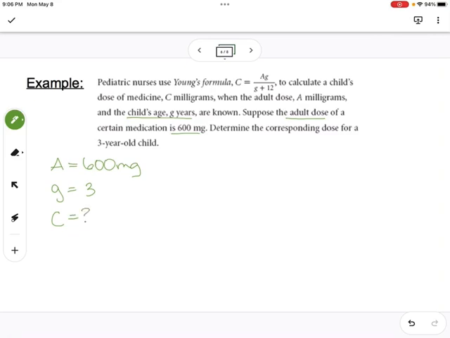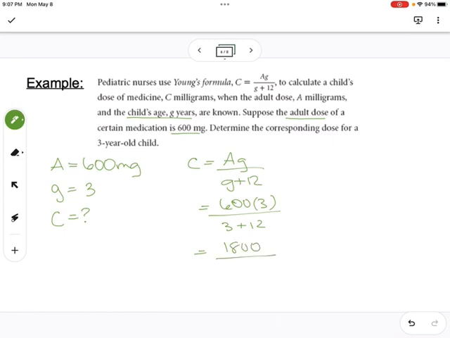Okay, so because we're solving for C, we don't need to rearrange the equation. We're just going to plug in all that we know. So C equals AG over G plus 12. Our A is 600. Our G is 3. Okay, so here we need to multiply the numbers up top. So 600 times 3 gives us 1800.